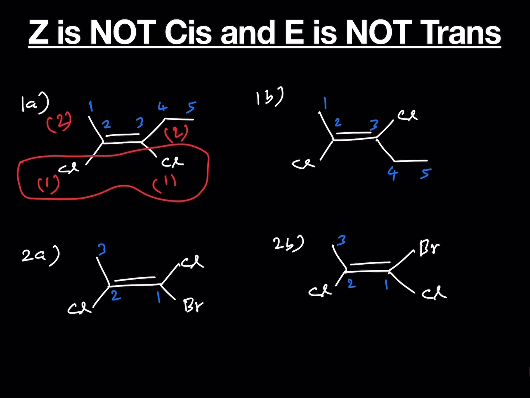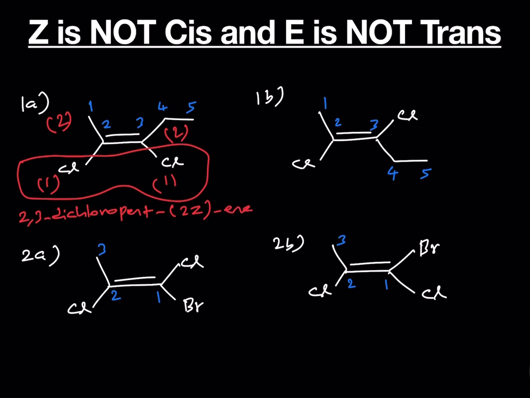and the full IUPAC name for this molecule is 2,3-dichloro pent, because we have 5 carbons in the parent chain, and then in bracket 2Z ene.